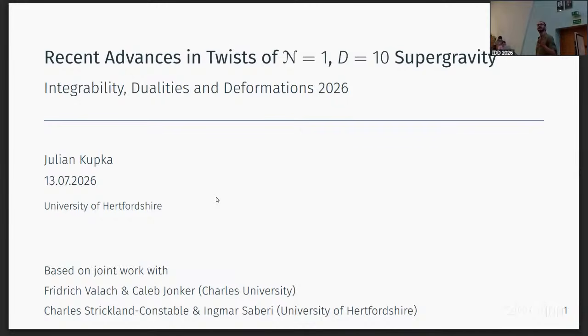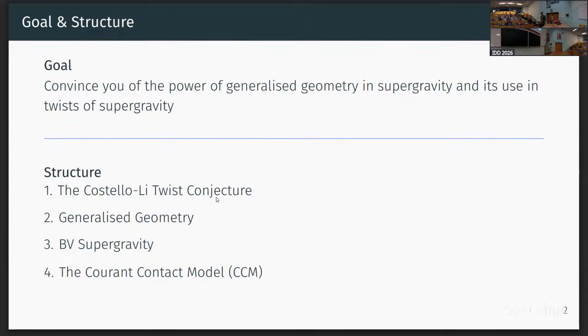And my talk is going to be a little bit of a change of pace, I suppose, because it's a lot about supergravity. What I want to tell you about today, or my goal is to convince you of a framework called generalized geometry and its usefulness in describing supergravity and so-called twists of supergravity. For that, I want to tell you what these twists are and what the Costello-Li twist conjecture is. Then I want to tell you what generalized geometry is and how we can use it in supergravity. And then how we leveraged it to formulate the BV formalism of supergravity. And then lastly, I want to introduce to you the current contact model, which is trying to tie together all of the things above.